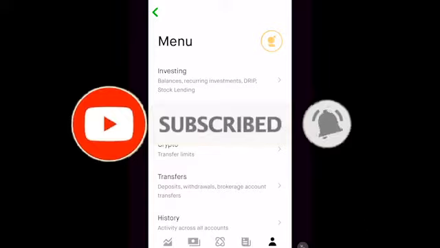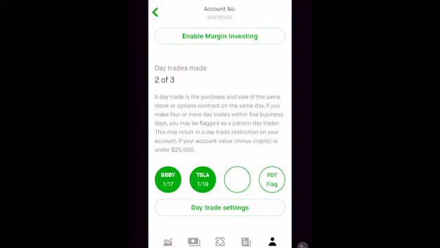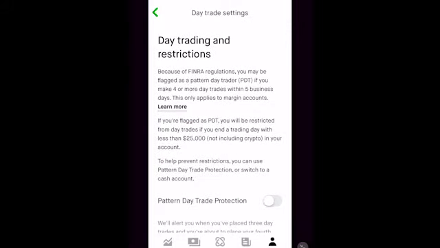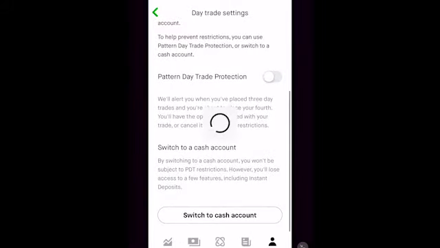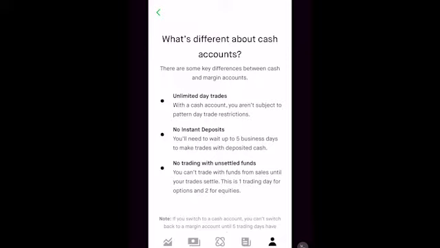Okay, so in order to day trade in Robinhood, you're going to have to get a cash account. The reason you have to get a cash account is because if a Robinhood account makes more than 3 day trades within rolling 5 business days, the account can be flagged as a pattern day trader. And when you do get flagged as a pattern day trader, you no longer can trade on Robinhood. So to prevent this, we're going to get a cash account.